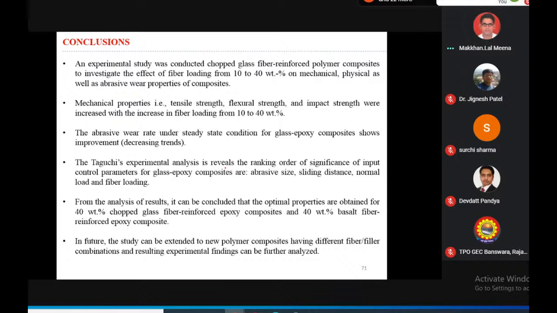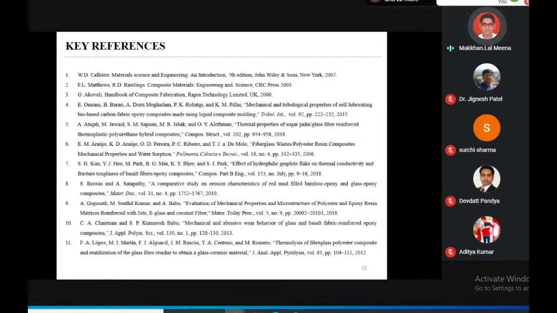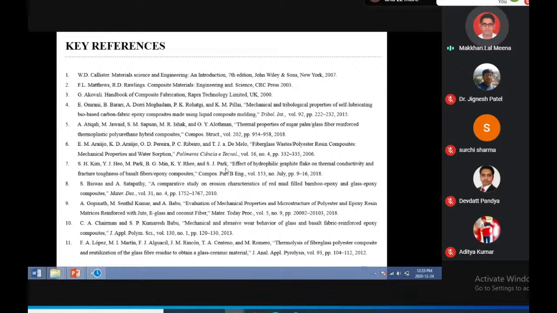These are the results of our case study, but research does not end here. In future, the study can be extended to new polymer composites having different fibers, and different filler combinations may be used, and the resulting experimental findings can be further analyzed. These are the key references of this case study.